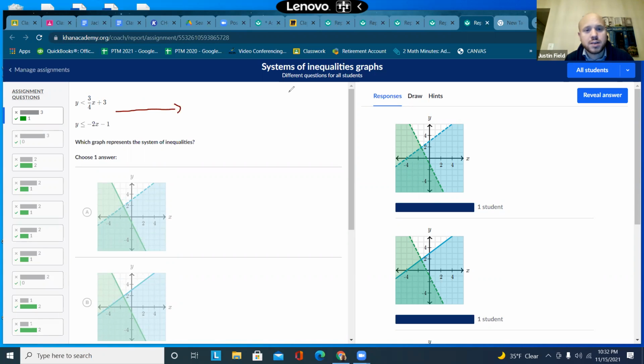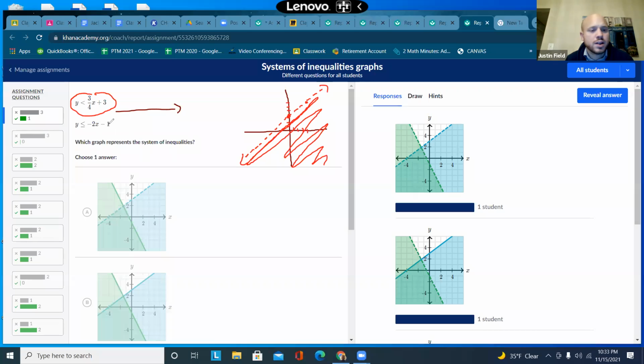So I'm going to go ahead and do this one like this. Let me start with this one. I'm going to put a point at 3: 1, 2, 3. And the slope is 3/4, so I'll go up 3 and over 4. Now I'm going to draw a dashed line. And it says less than, so I'm going to shade below.